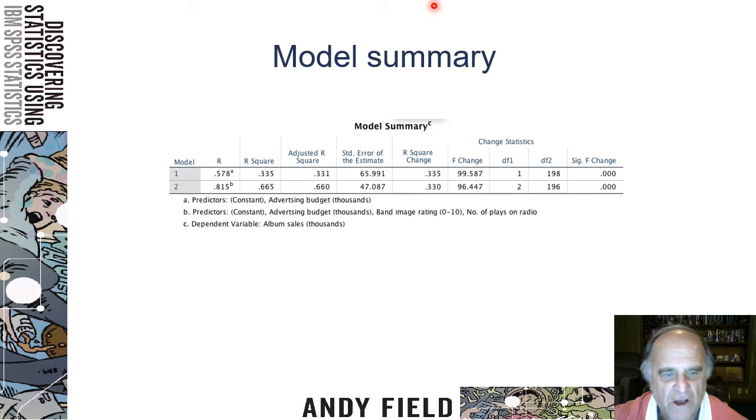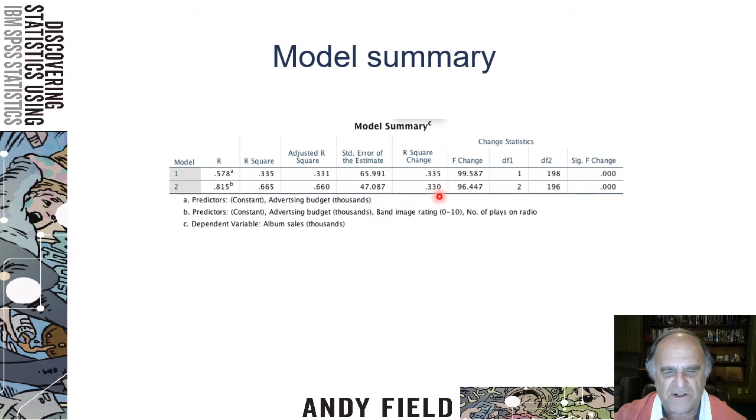So we can see when we now load in 2 more variables, and of course the constant's already in there, band image rating and number of plays on radio, the R goes up quite a bit, which is good, to 0.815, which gives us an R squared of 0.665, an adjusted R squared of 0.660, standard error of estimate of 47.087.